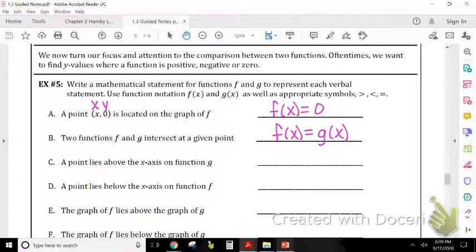A point lies above the x-axis on the function g. Well, if it's above the x-axis, that means it's greater than 0. So we can say that g of x is greater than 0. A point lies below the x-axis on the function f. Below the x-axis means that y value would be negative, so it's going to be less than 0. The graph of f lies above the graph of g. Well, if f is above, that means f must be greater, so f of x is greater than g of x.